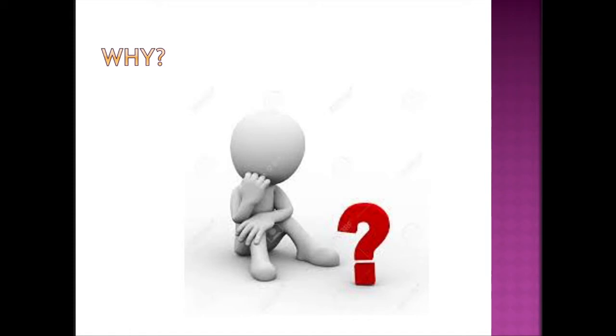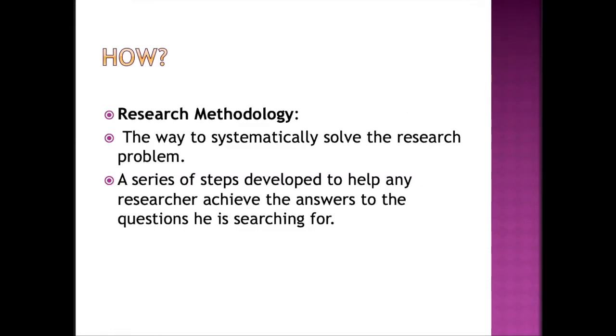Now, let's see. How do we do research? Research is basically done by the use of a whole process which is called research methodology. And the research methodology is basically a way to systematically solve a research problem. It consists of a series of steps.